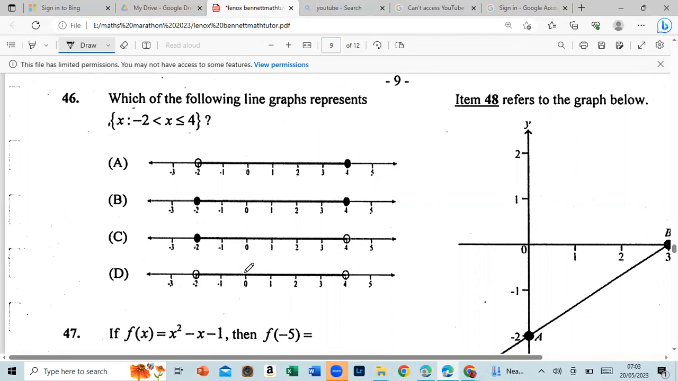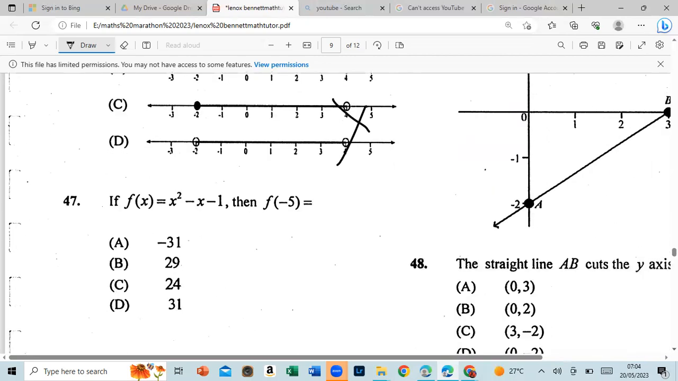46, which of the following lines represents x? So -2 is less than x, less than or equal to 4. First of all, this is important. This indicates it should be blocked. So we can eliminate these two right away. It should be blocked. And then this one doesn't have the equal sign, so it should be open. So that's P.